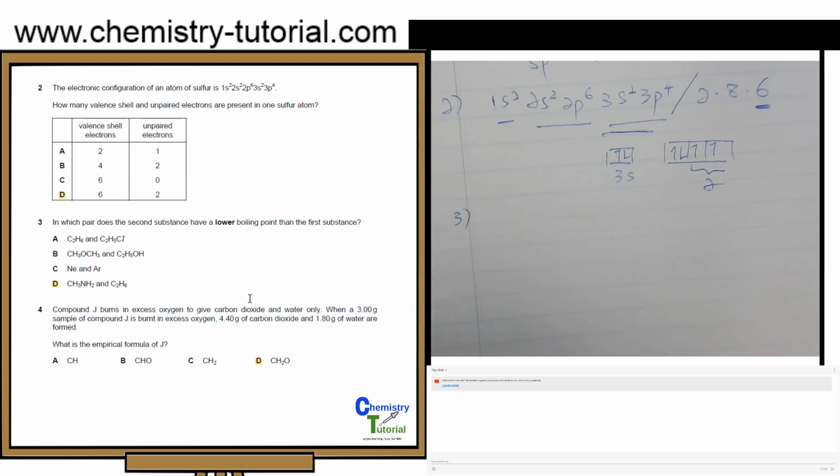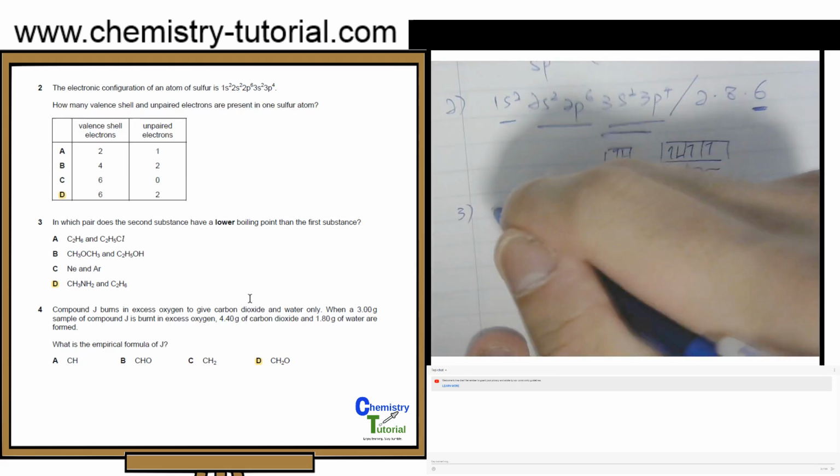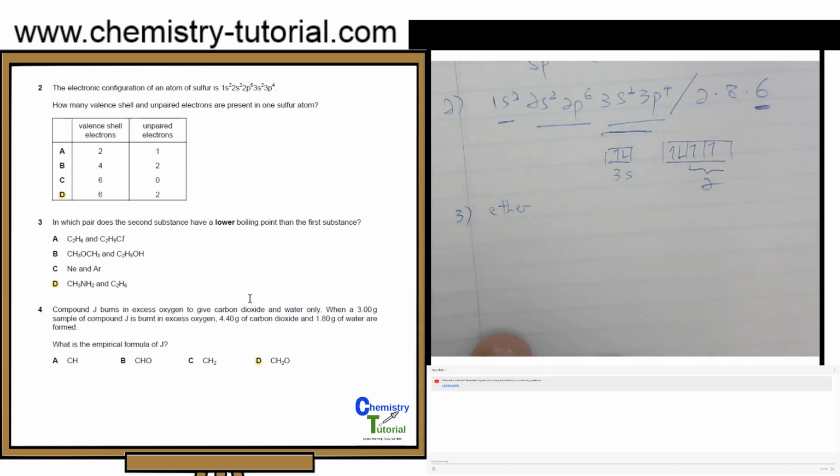For option B, what we have is an ether, E-T-H-E-R. And C2H5OH is our ethanol. So both are simple molecules. They possess simple molecular structure, but CH3OCH3, which is dimethyl ether, has IDID, but ethanol has hydrogen bonds. So hydrogen bonding is typically stronger than your IDID. Therefore, C2H5OH should have a higher boiling point than your dimethyl ether. So B is out. For option C, we have neon and argon.